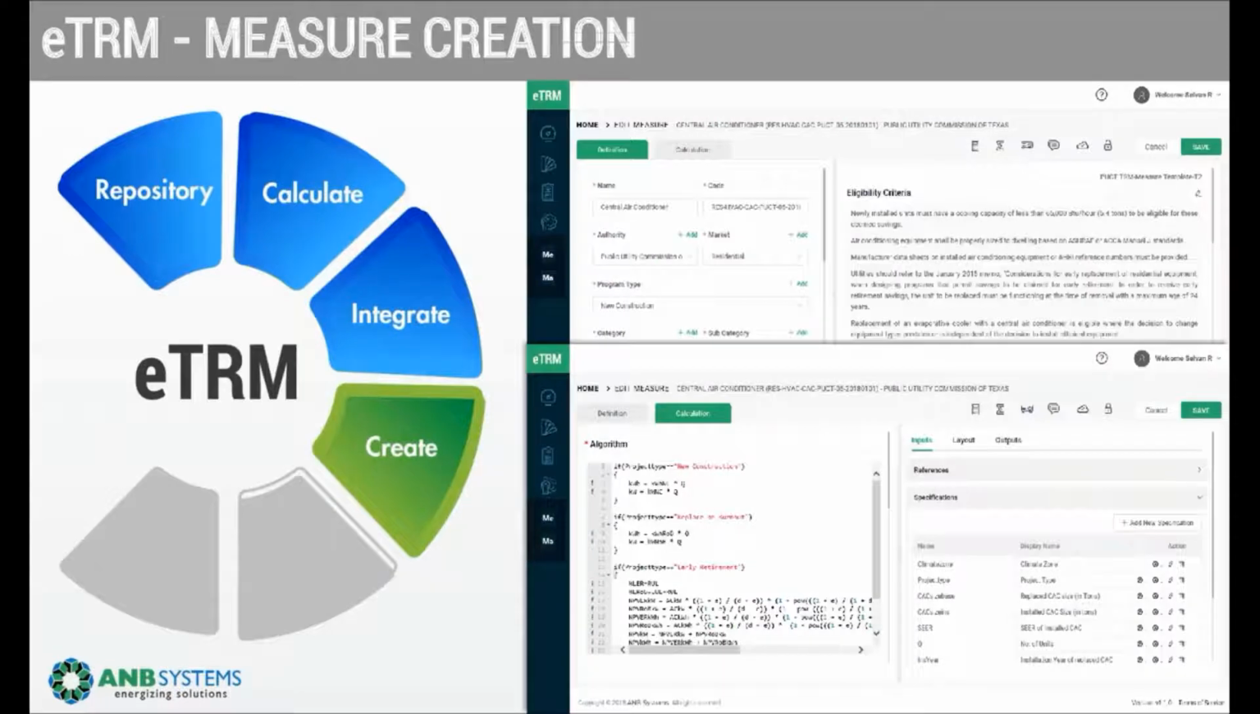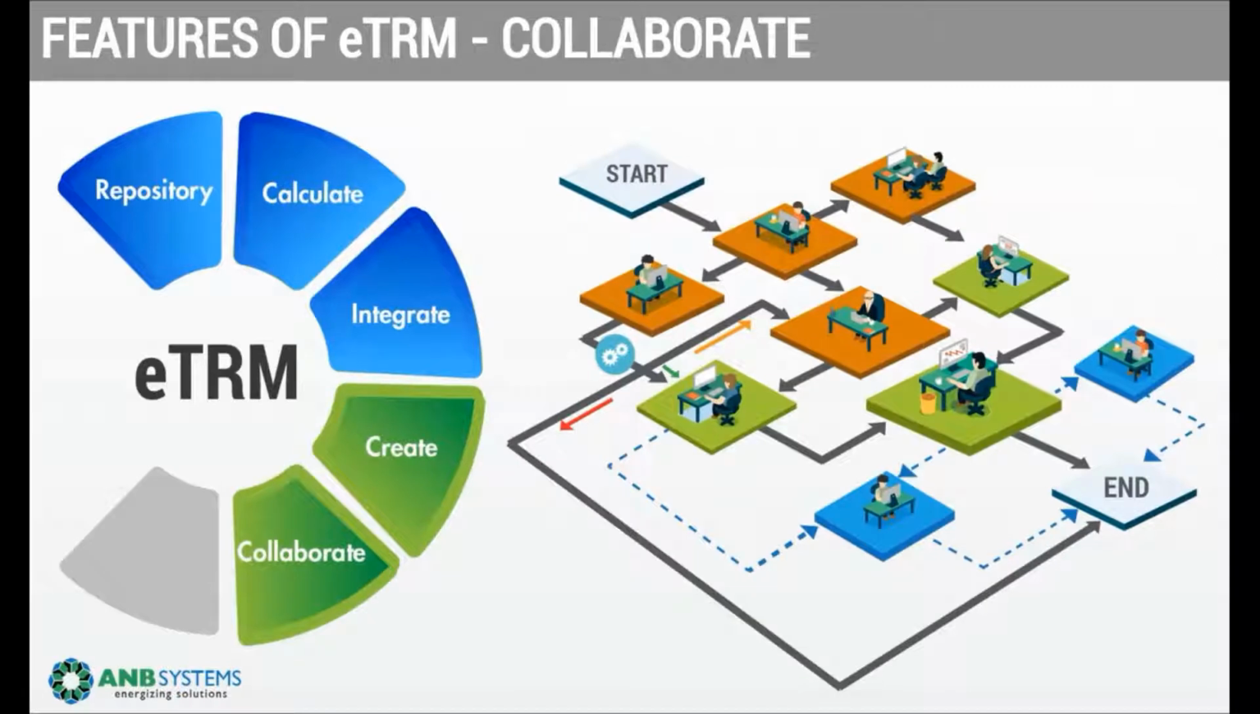Here are a couple of measure development screens in eTRM for the central AC measure. This screen shows the selections of measure configurations. And it is important to note that all of the information required to drive the measure savings is contained within the measure. The measure development process within eTRM is designed to promote collaboration amongst TRM developers and stakeholders.